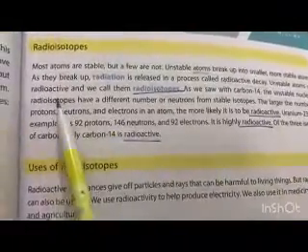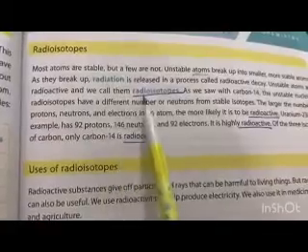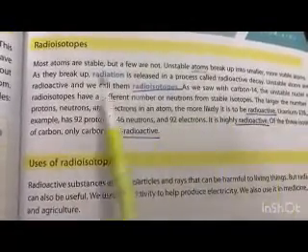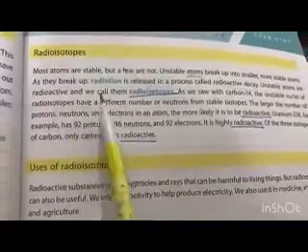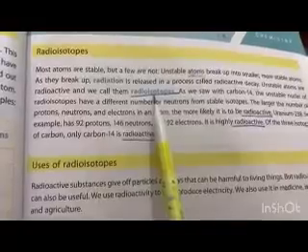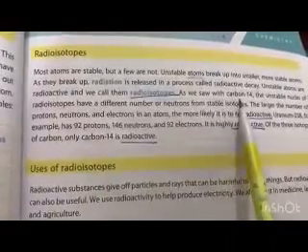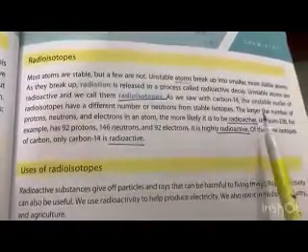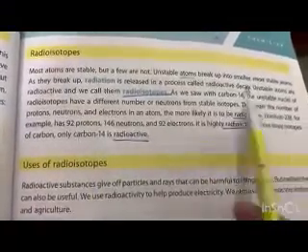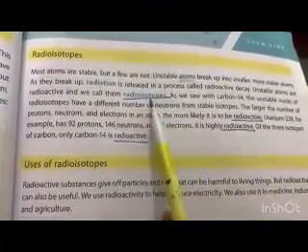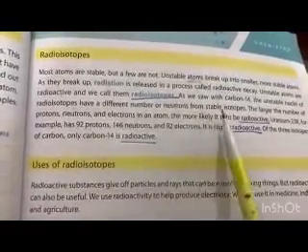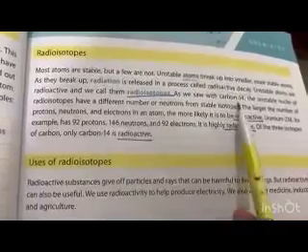Unstable atoms are radioactive and we call them radioisotopes. Now you know what radioisotopes are. As we saw with carbon-14, the unstable nuclei of a radioisotope, if it is unstable, it is a radioisotope. If it is a radioisotope, it means it is radioactive. They have a different number of neutrons from stable isotopes. Obviously, carbon-14 is rare.